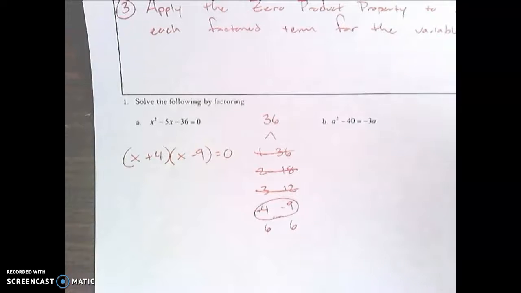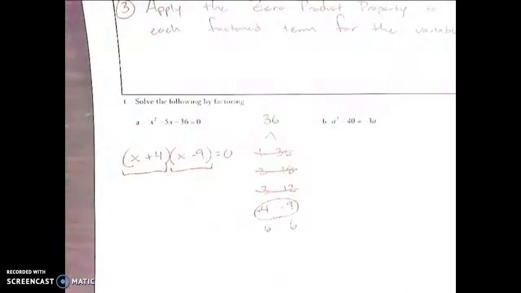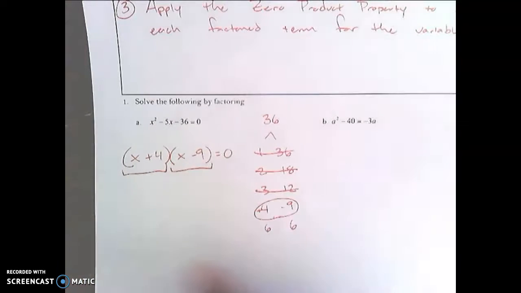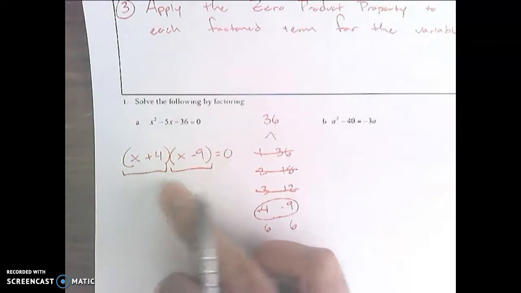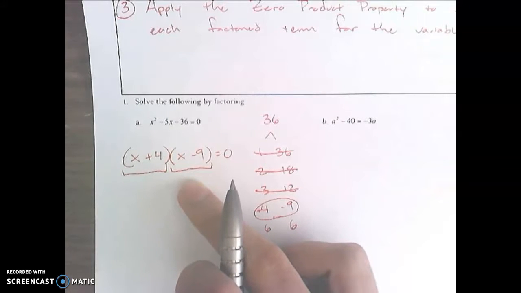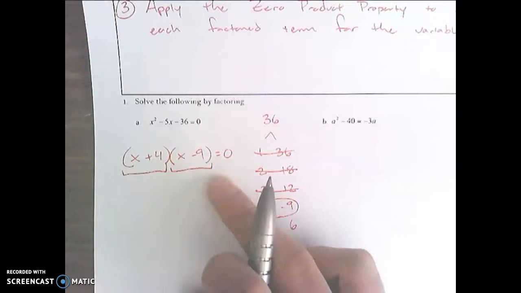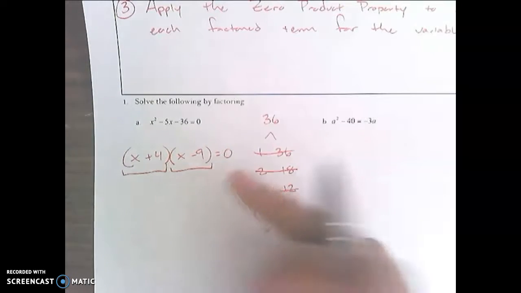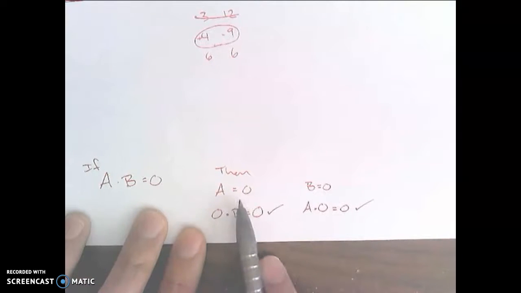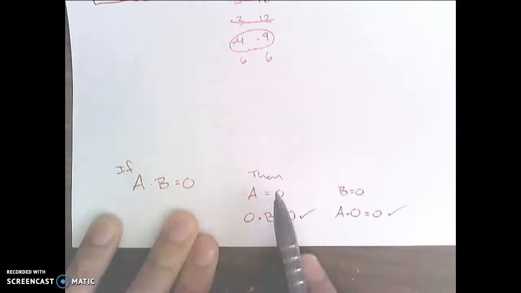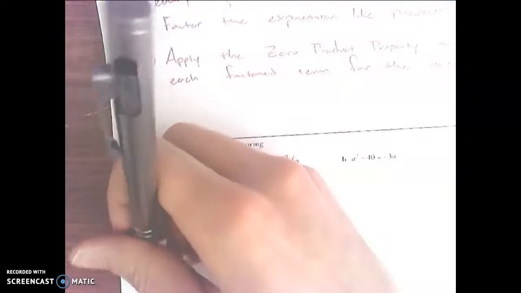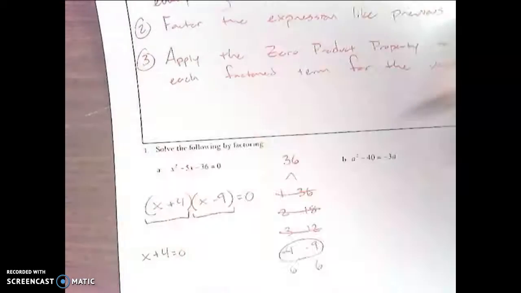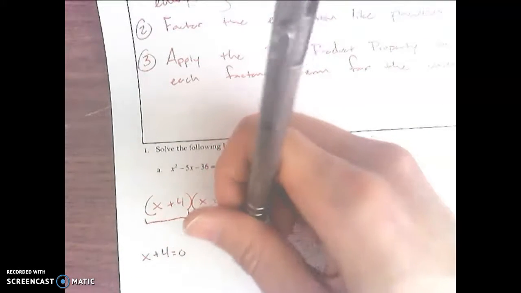So looking back at this, we've got this times this. We've got x plus 4, that's one term, times x minus 9, which is another term, and that's all equal to 0. So because we have this times this equals 0, we can use the zero product property. So remember, when we found this, we set each thing equal to 0. So each factor equal to 0. So we can set x plus 4 equal to 0, and we can set x minus 9 equal to 0.